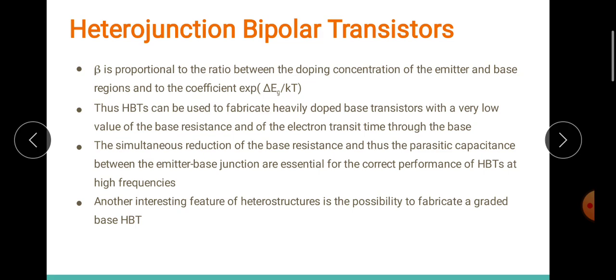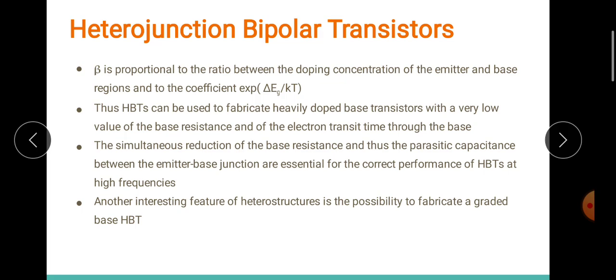And it is in fact this simultaneous reduction which affects the performance of our HBTs at very high frequencies, because we know that it is at higher frequencies that the parasitic capacitances come into effect. So as you reduce the doping at the emitter, your parasitic capacitance too must reduce, which will, in fact, boost the performance of the HBT at high frequencies.